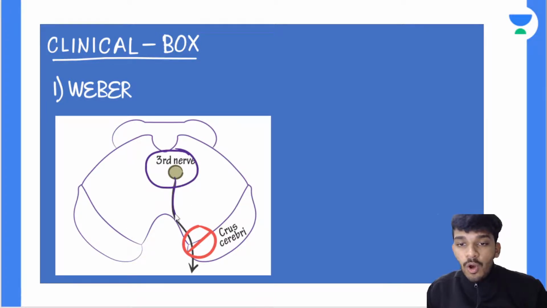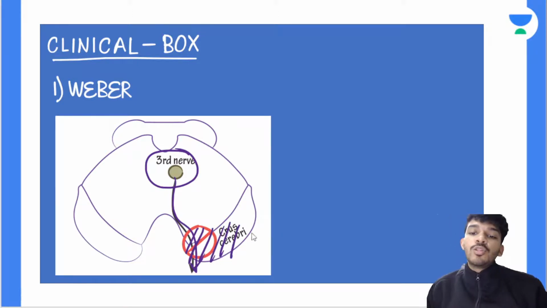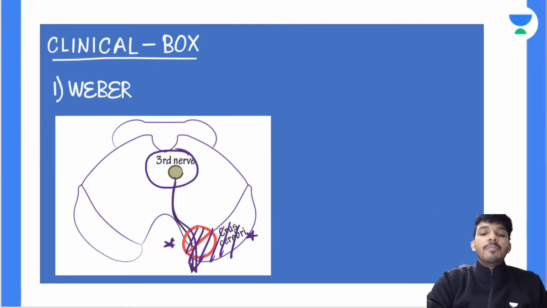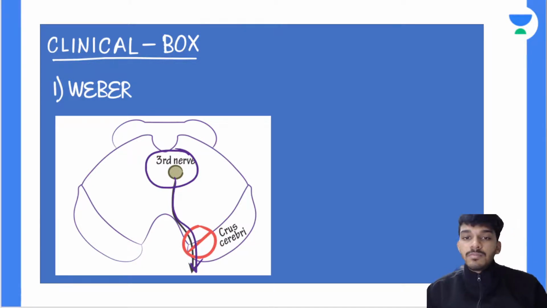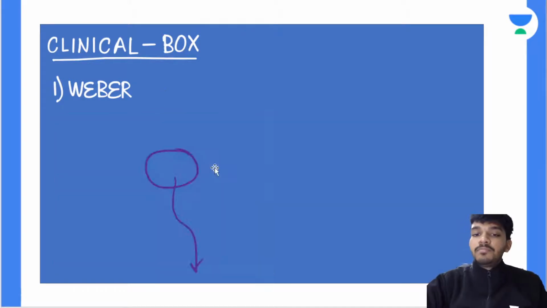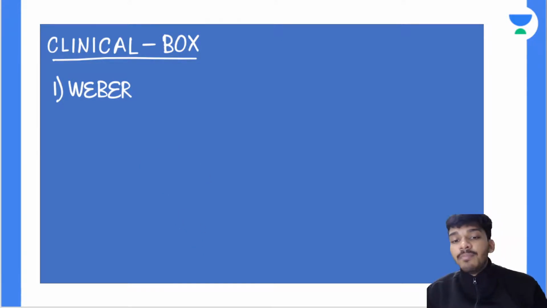So what is lost basically is this region. This is damaged. So there is damage to the crus cerebri and there is damage to the third cranial nerve. We will take a better diagram than this. Not very satisfied with this diagram. Let's take a diagram where Weber and Benedikt are both shown together. So that diagram you will find here.